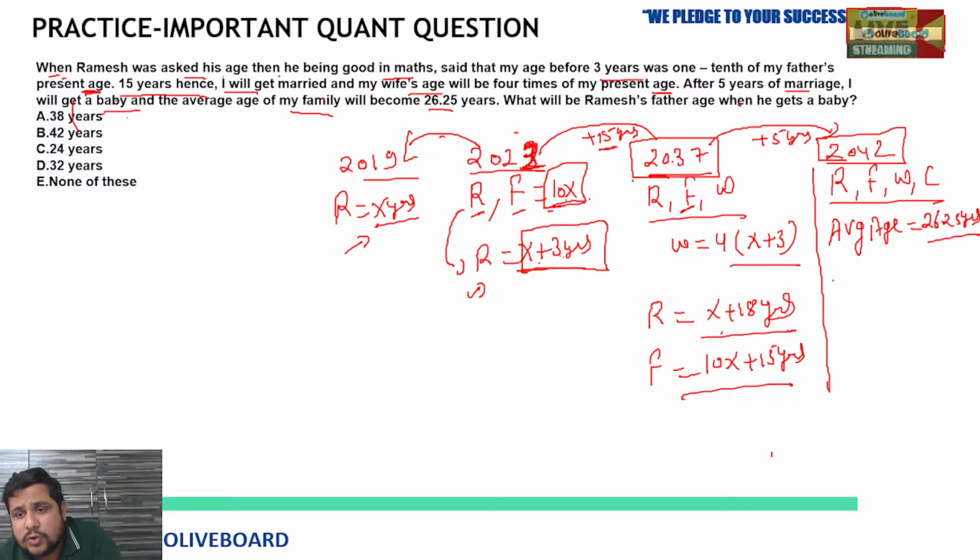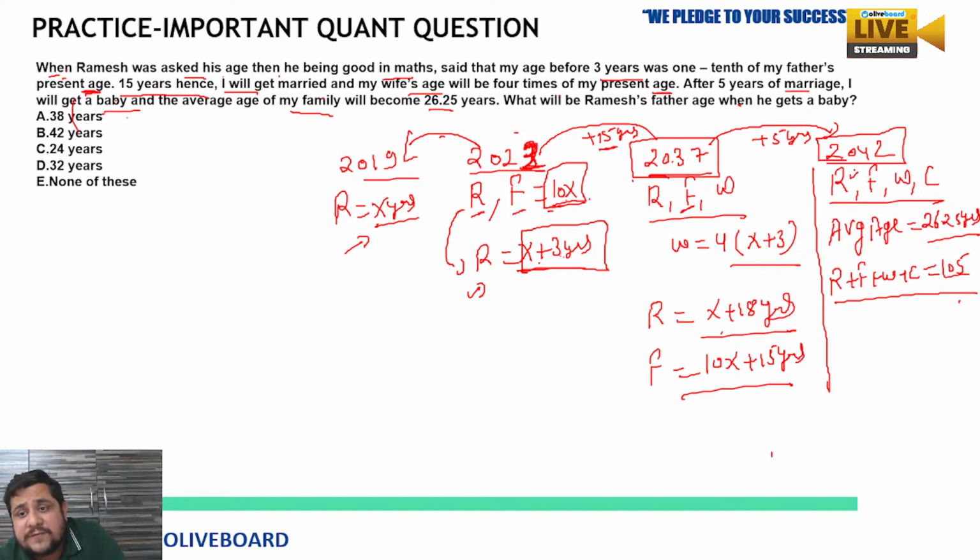So total age of Ramesh plus father plus wife plus child would be what? 26.25 on an average is each person's age. So total would be 26.25 multiplied by 4. So 26 into 4 is 104, 0.25 into 4 is 1. So your total would be 105 years. Clear? This would be the total.